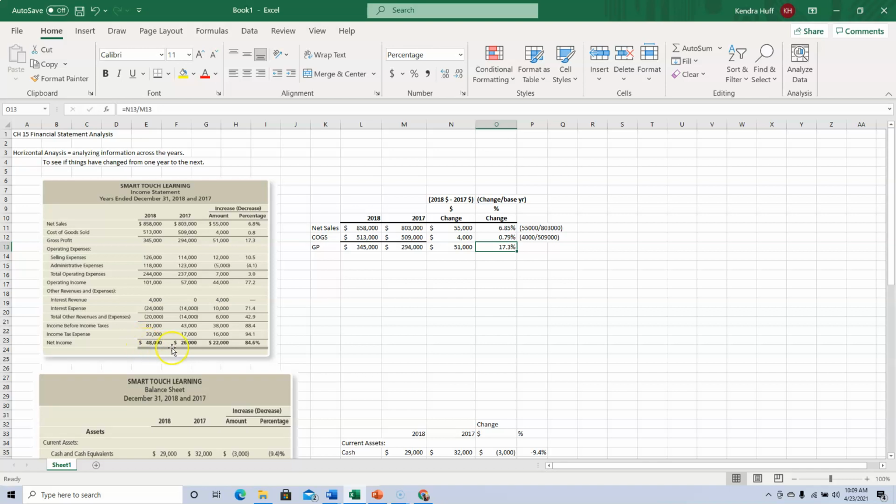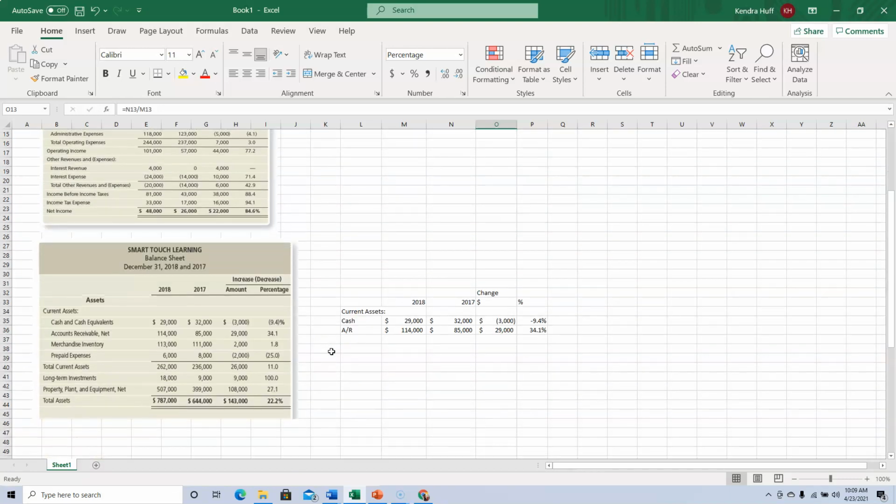All right, but overall, their net income increased from one year to the next. Look at it, it almost doubled, which would be a 100% increase, but it increased by 84.6%. So that's a pretty good increase.